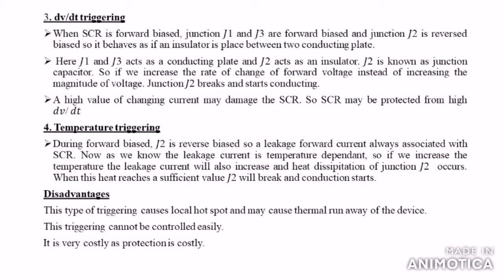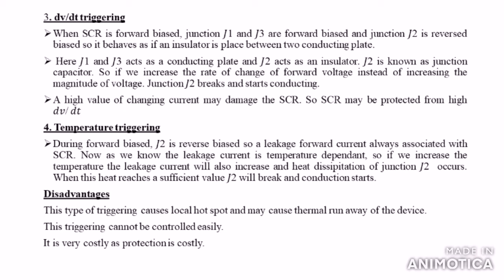In the case of a capacitance, the current flowing through the capacitor, IC, is equal to C times dV/dt, where C is the capacitance of the capacitor, and dV/dt is the rate of change of the applied voltage. Whenever the rate of change of the voltage is more, the current flowing through the device will be more. Here we are applying the same principle. Instead of increasing the forward voltage, in dV/dt triggering we increase the rate of change of forward voltage, so that junction J2 will break down and the device will start conducting.